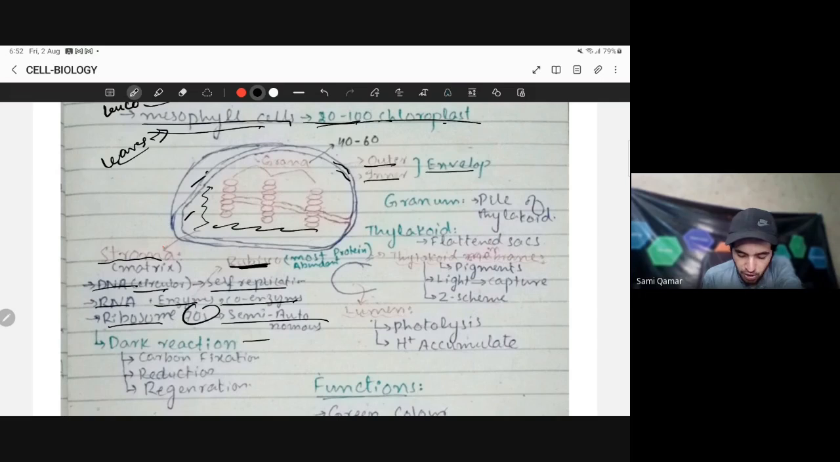Don't worry. It is semi-autonomous as well. Semi-autonomous, just like the name reflects, means it can make proteins for itself. It has its own DNA, but it is dependent on the plant cell. For photosynthesis it needs CO2, which it doesn't have, so it depends on the whole plant cell to supply CO2 so it can form glucose inside it. It can do half of its functions by itself, but half are dependent on other cells.